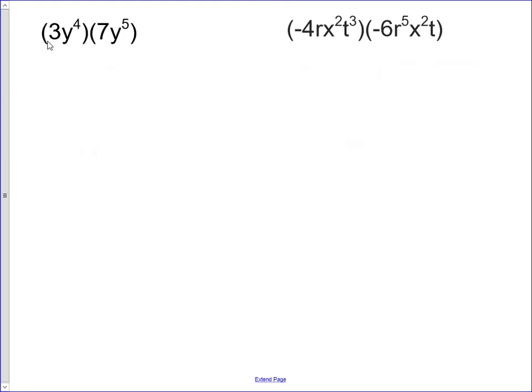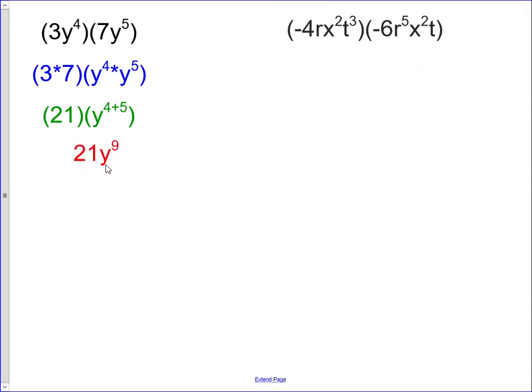This next one is 3y to the 4th power times 7y to the 5th. Well, let's group our coefficients and our like terms together. So now I have 3 times 7 times y to the 4th times y to the 5th. Well, 3 times 7 is 21. This would be 21 times y to the 4 plus 5 power. So when I simplify that, that would be 21y to the 9th power.